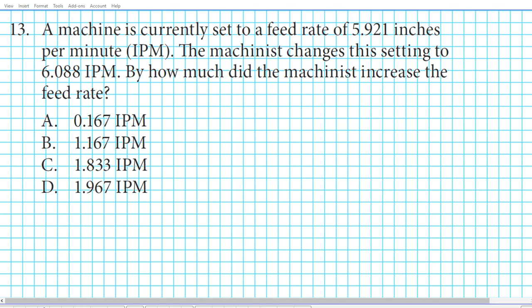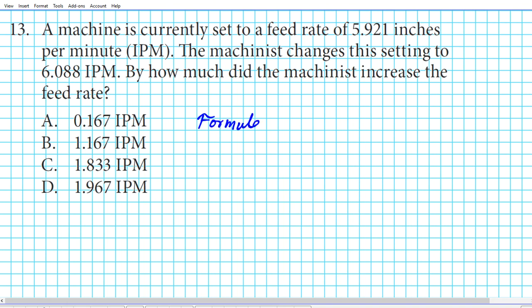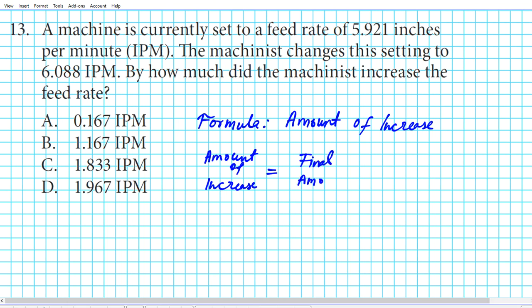So let's take a look at the formula that is going to guide our problem solving process. This is going to be the formula for amount of increase. The amount of increase is given by the final amount minus the initial amount. That tells us how much the amount grew from the initial amount. All right, let's go ahead and apply this formula to this particular problem.